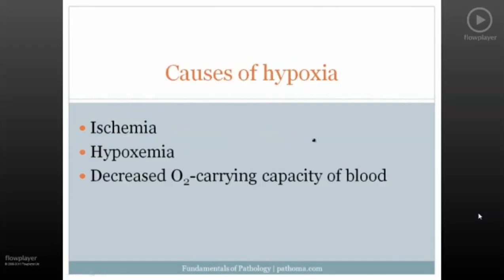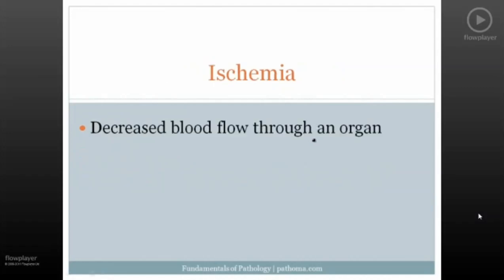Okay, so the next discussion would be, what are the causes of hypoxia? And actually, broadly speaking, there are three major causes of hypoxia. The first is ischemia, the second is hypoxemia, and the third is a decreased O2 carrying capacity of the blood. We'll actually elaborate on each of these in the next few slides. So let's start with ischemia. Ischemia is decreased blood flow through an organ.